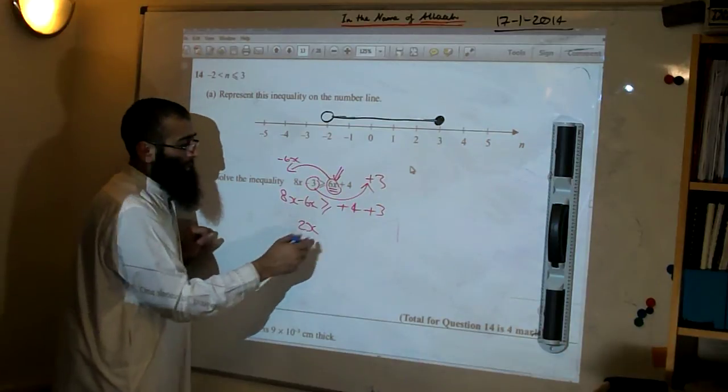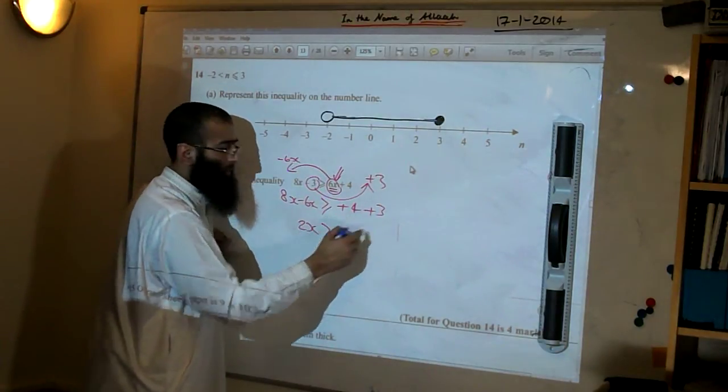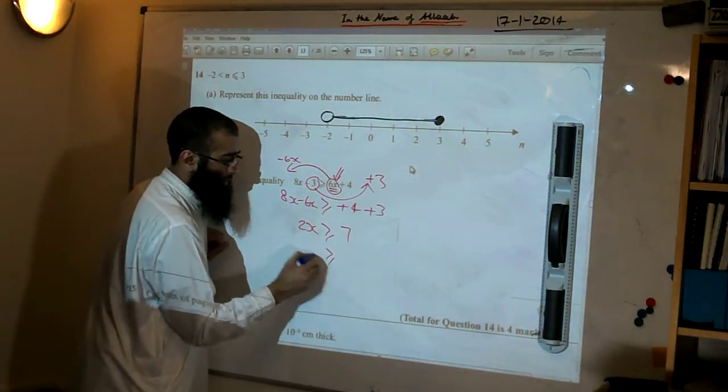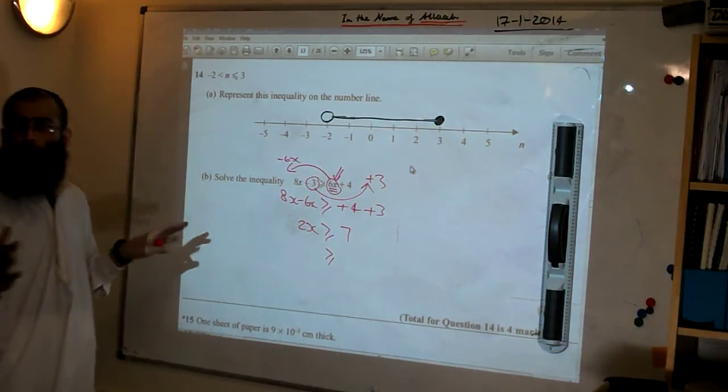8x minus 6x is 2x. 4 add 3 will give us 7. Okay, don't worry that the 7 is not a multiple of 2, that's not a problem.